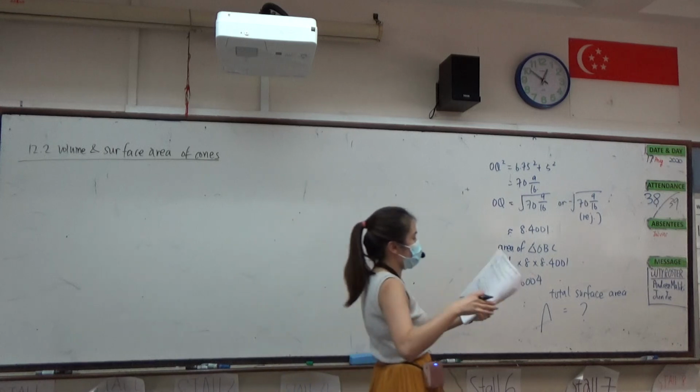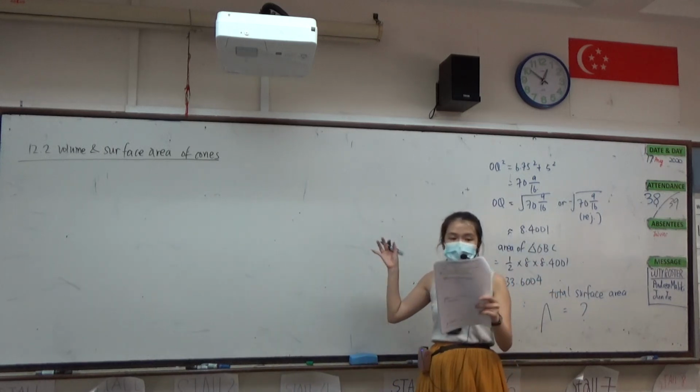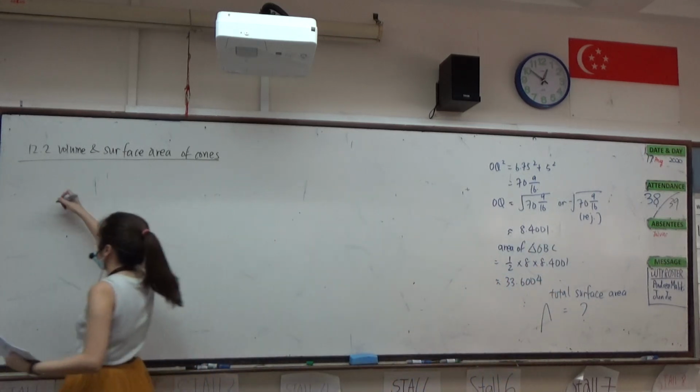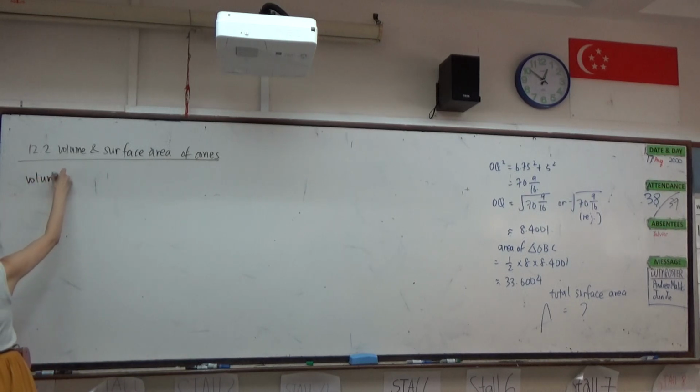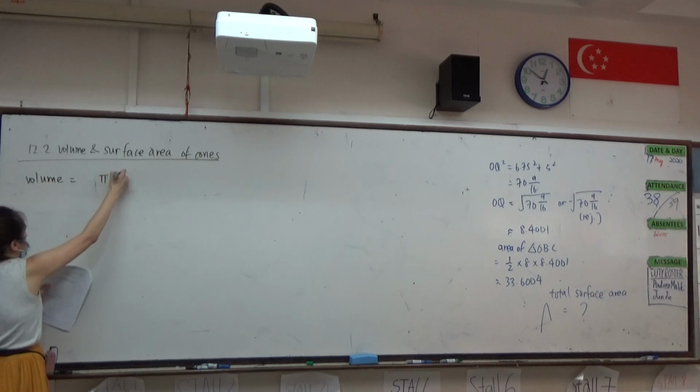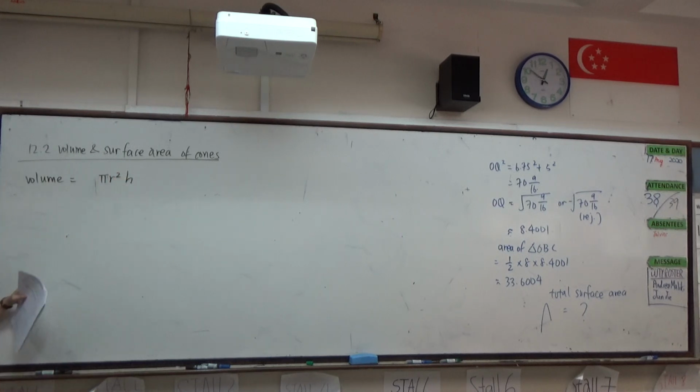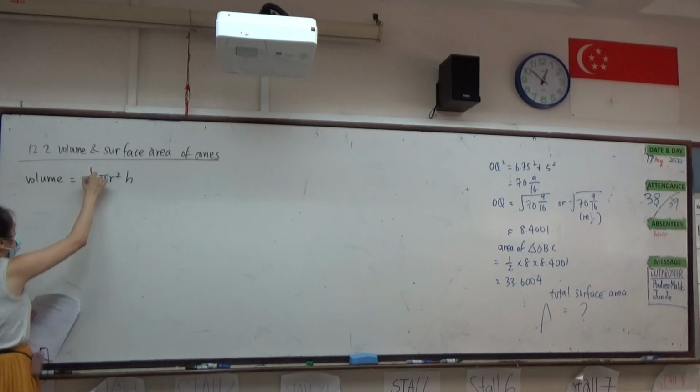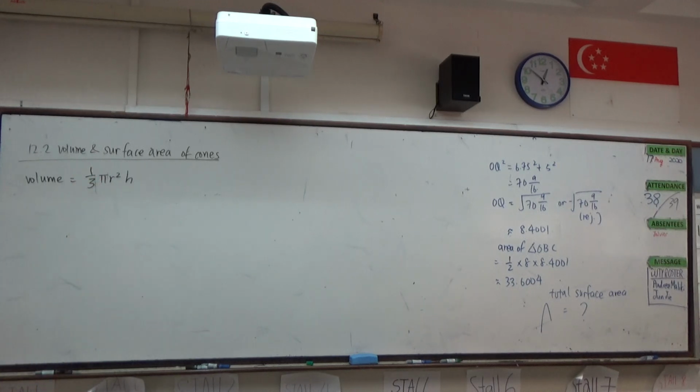Right, so last lesson, okay, we have already covered the volume of a cone. What's the formula? One third pi r squared h. R squared is the base area. Okay, 1/3 r squared h. And the cone looks something like that.